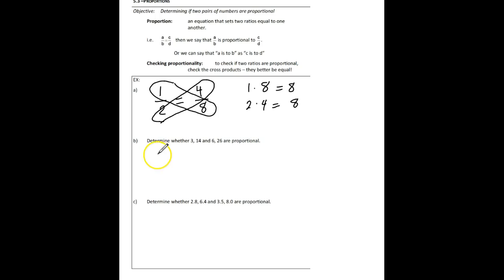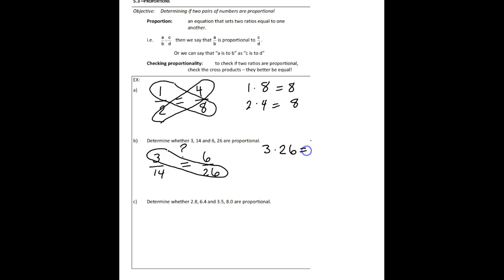So we can check to see if things are proportional just by setting them up and checking the cross products. So determine whether 3 over 14 and 6 over 26 are proportional. So let's set it up. 3 over 14, and the question is, does that equal 6 over 26? Now you may already know the answer to this, but I want you to be able to show it mathematically. So let's go ahead and check the cross products.